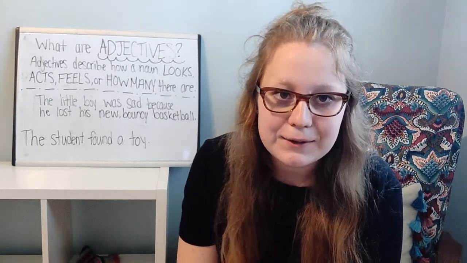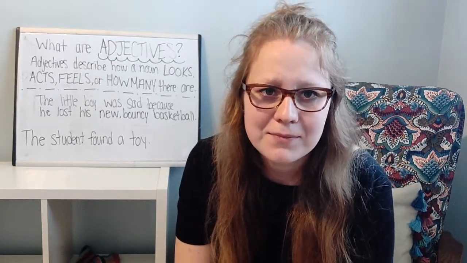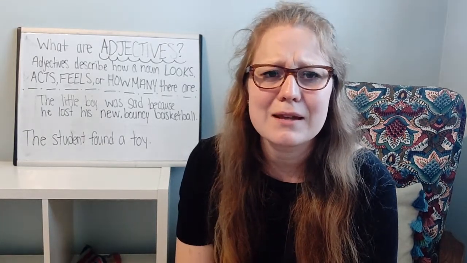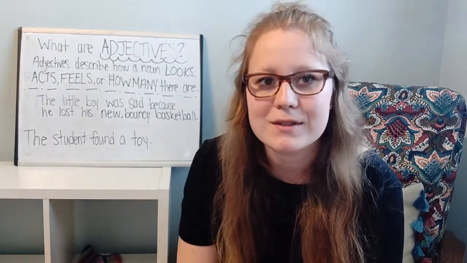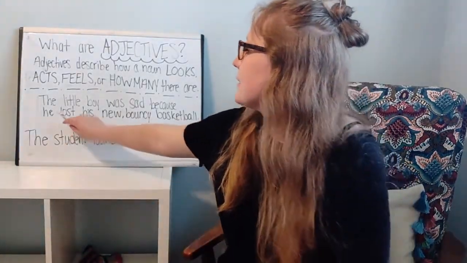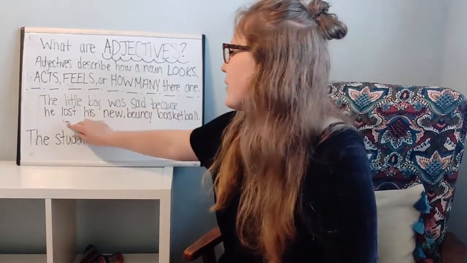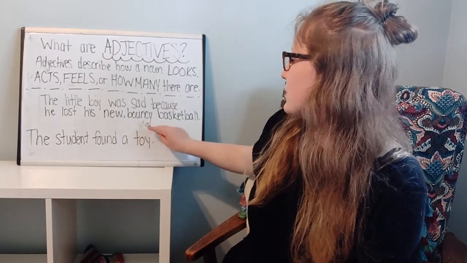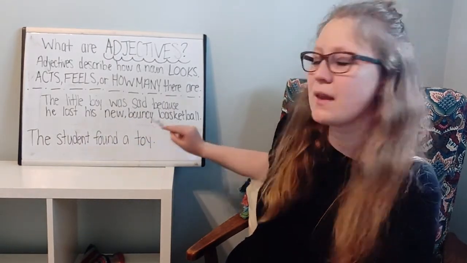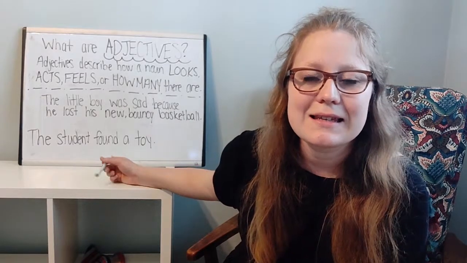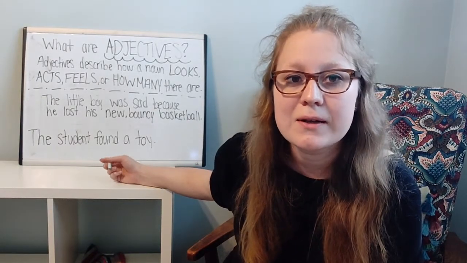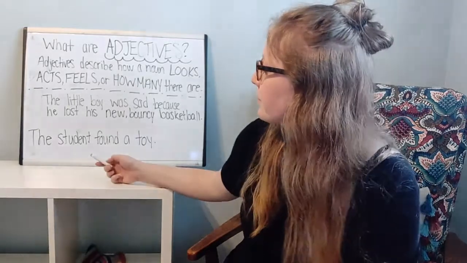So I have a sentence on the board here. I'll read it for you. The first thing that I want you to try and do is tell me what are the nouns in this sentence. The sentence says, the little boy was sad because he lost his new bouncy basketball. So let's go through it and see if we can find the people, places, or things.